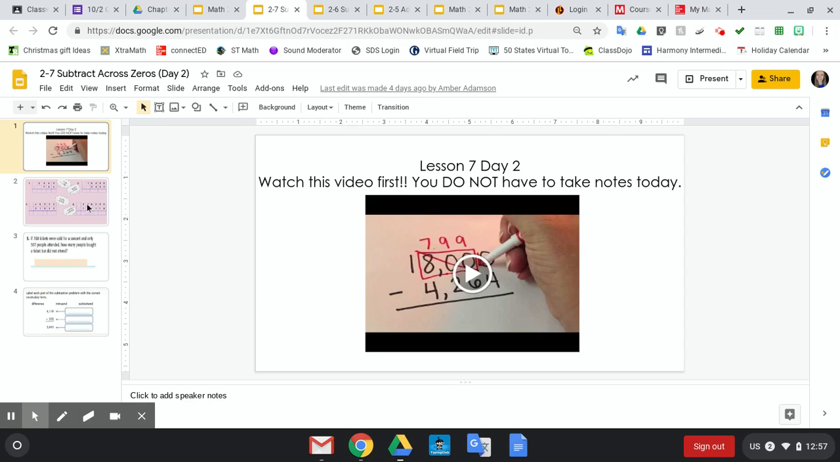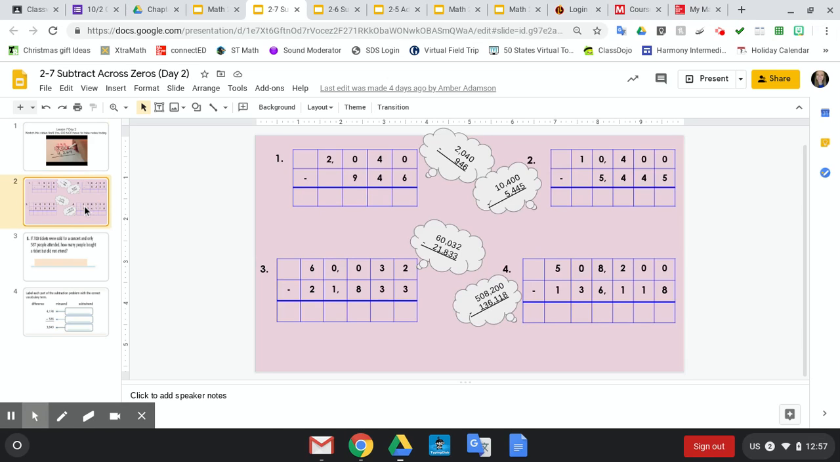Lesson 7 was also a subtraction lesson, but there was some trick to it. We had zeros. So make sure that you watch the videos that I shared for that because they'll really help you be able to understand and know how to work it out on paper. It's a little bit more tricky on a computer, but we'll try together. So let's go ahead and do number 2 together.